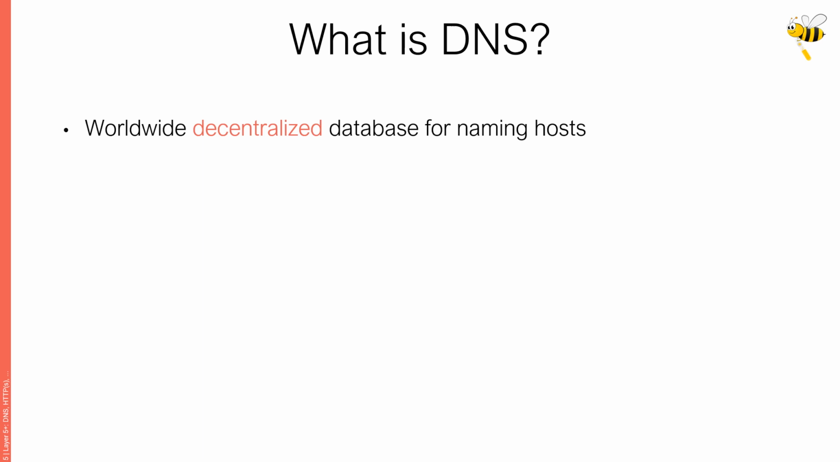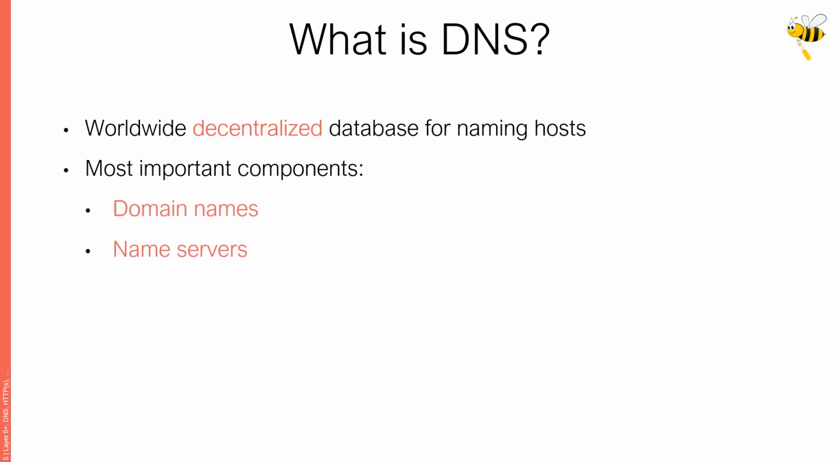As a quick summary, DNS is a worldwide decentralized database for naming hosts. Its most important parts are domain names, name servers, and resolvers. During the course, we cover all of these components in more detail. Now, let's have a quick outlook.